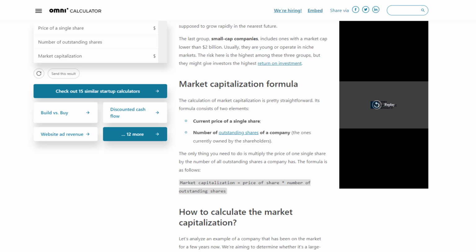All right, let's look at an example. You'll essentially never have to work this figure out yourself because it'll be high on the page of any stock's key information on any market website. But let's look at an example anyway.